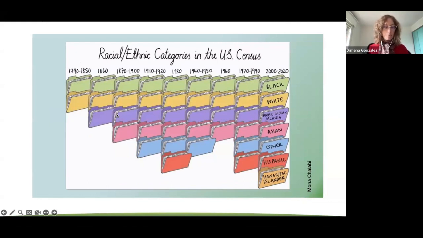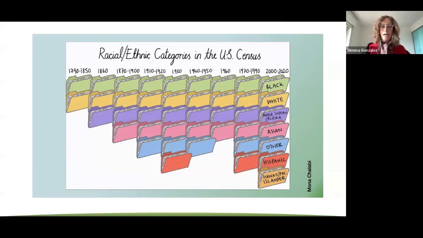This is one by Mona Chalabi, and she's a British data journalist of Iraqi descent. And so it's titled Racial Ethnic Categories in the US Census, and it's over time, so in different time periods. And what they're really showing is that over time, the US Census has really recognized a much more nuanced categorization and included a lot more different racial and ethnic categories. So it really shows that change, that positive change. And it's quite visually appealing. I don't know what people think of it.